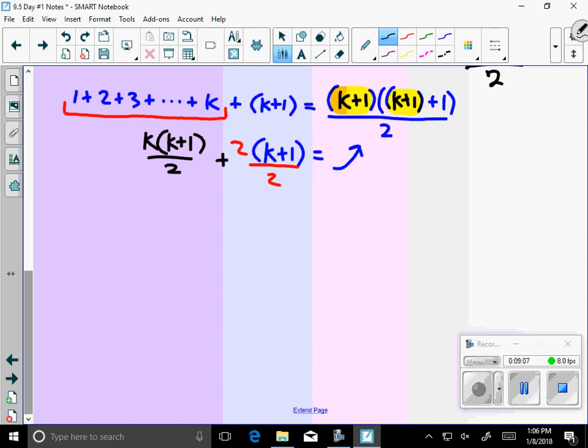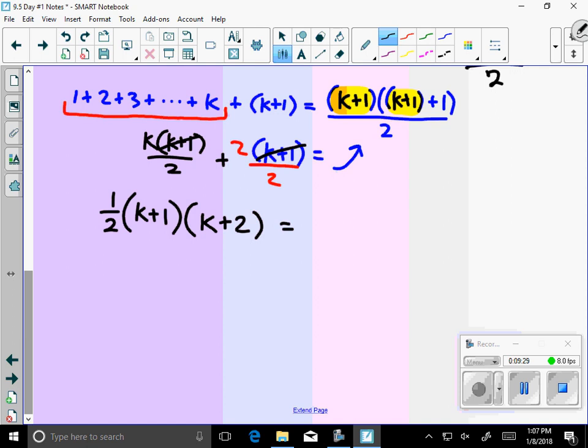Actually, I'm going to do this too. I'm going to pull out a 1/2 because they both contain a 2 in the denominator, right? They both contain a k plus 1. So if I were to pull out a k plus 1 out of both of these, what's left? k plus 2.